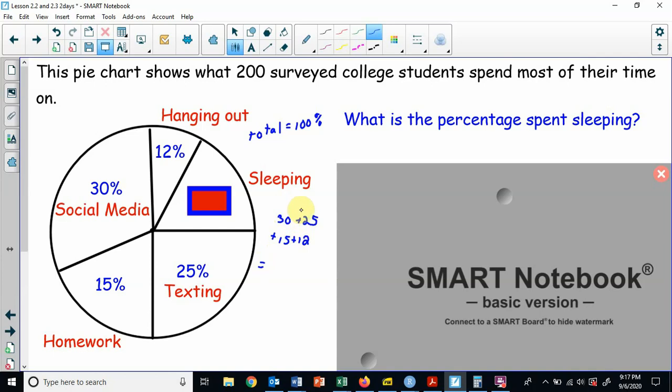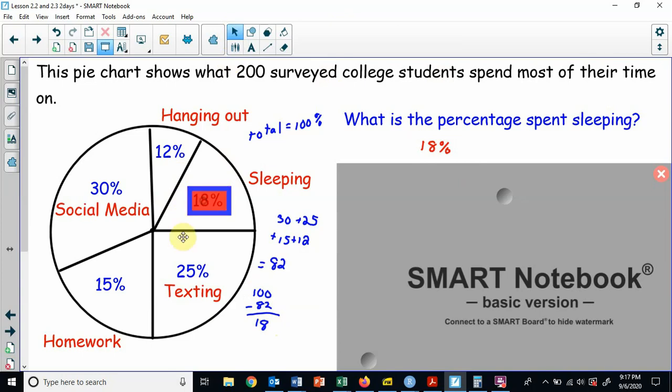Let's see, 30 plus 25, that is 55, 65, 70, 82. That's 82. So what is left out of 100? We could just subtract to see what's left, right? 100 minus 82, that's going to give us 18. So what percentage is missing? I bet this one is 18%.